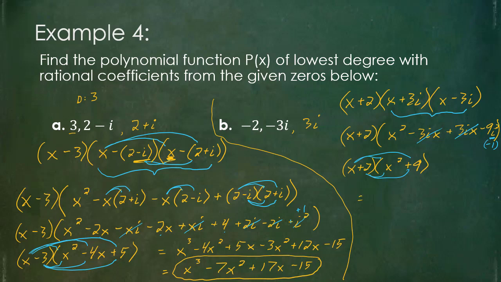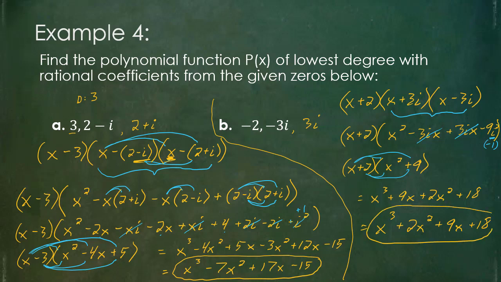x times x would give me x cubed. x times 9 would give me a positive 9x. 2 times x squared would give me positive 2x squared. And 2 times 9 would give me positive 18. So that's in a little bit of an order that's off because the power of 2 and the power of 1 were kind of backwards, so I'm going to go ahead and just do one last step of rewriting it in that correct order, or descending order. So I just kind of swap those middle two terms. Since it's addition, I can do that, and now it's something that's written in descending order.